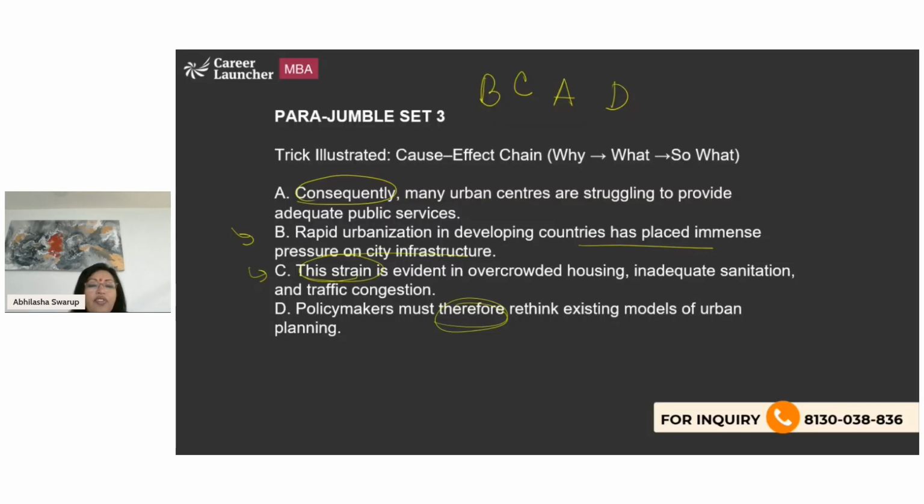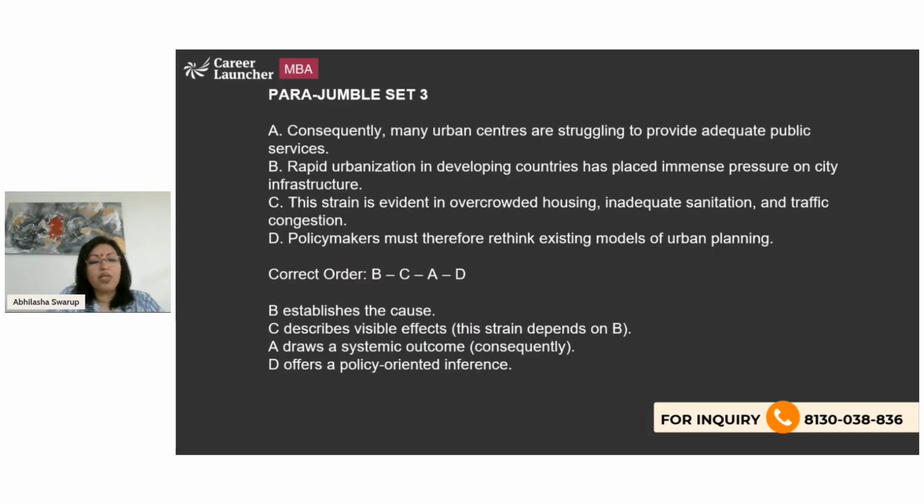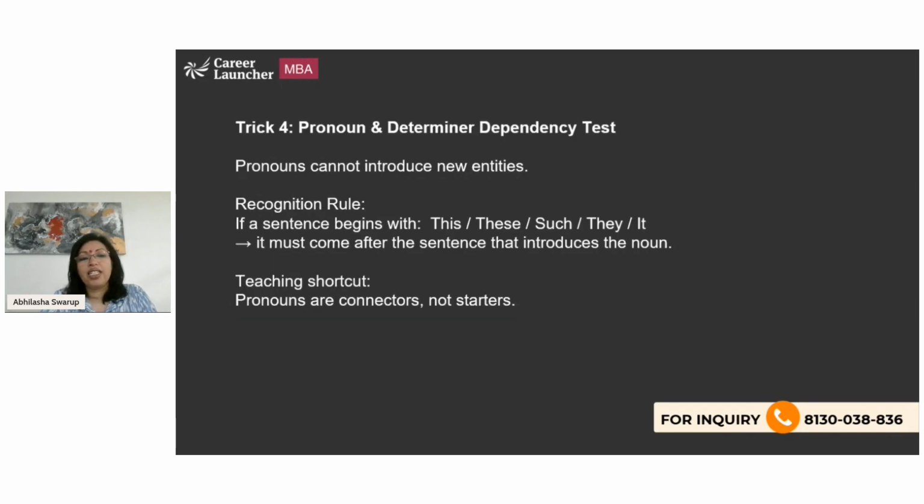Let's quickly check if it is BCAD. Here you are, your answer will be like this. Okay, so yes, BCAD. Take a look: the cause, the effects, systemic outcome, and then a policy-oriented inference, and that's your set. Let's come to the next trick.